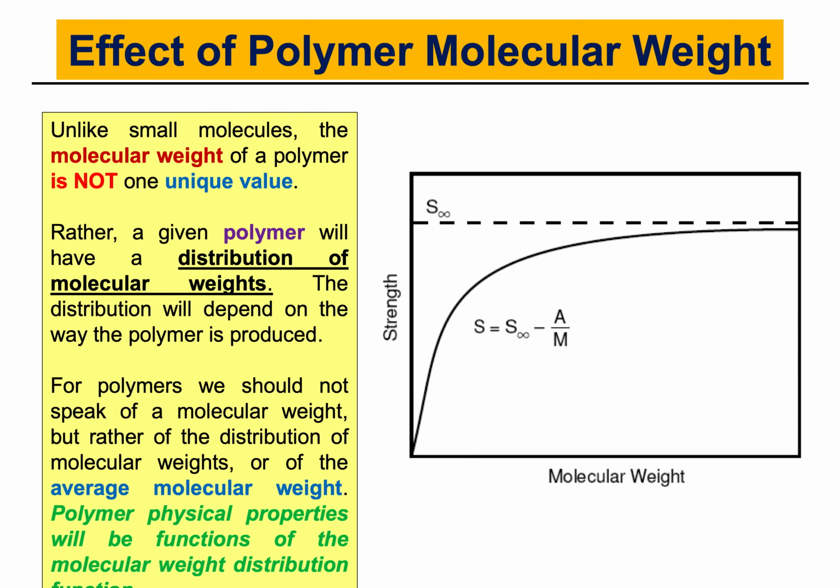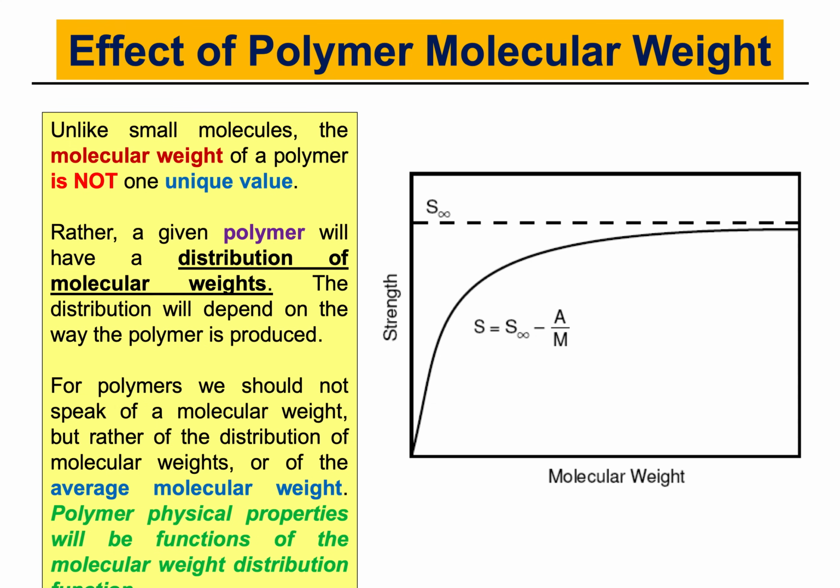It's impossible to have one value. So rather, a given polymer will have a distribution of molecular weights. So that's how we look at this. Instead of having one value, it's a distribution of molecular weights, and that distribution depends on the process. And for polymers, we should not speak about molecular weight, but rather the distribution of molecular weight. And also we can talk about average molecular weight. That's another quantity we can measure. The polymer's physical properties will be a function of the molecular weight distribution.